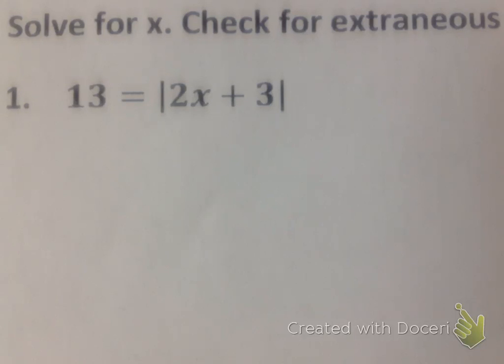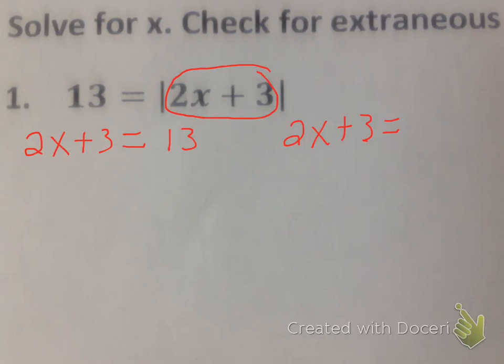We are solving absolute value equations, and since we have this absolute value by itself, we want to take whatever is inside the absolute value, which in this case is 2x plus 3. If that is a positive 13, the absolute value of positive 13 is 13, and the absolute value of a negative 13 is also 13. So I take that 2x plus 3, I set it equal to a positive 13, and then I also set it equal to a negative 13.